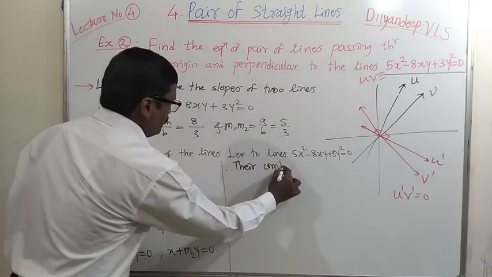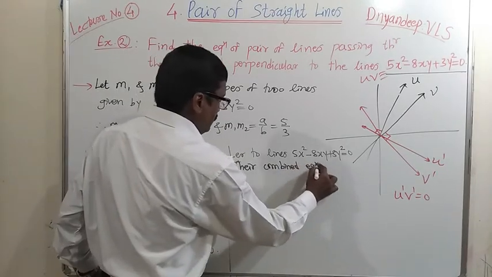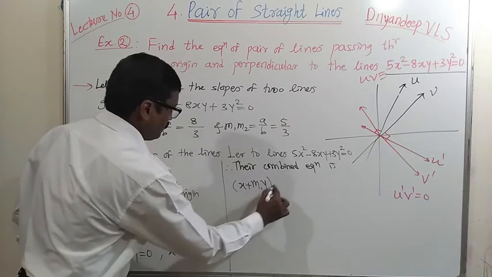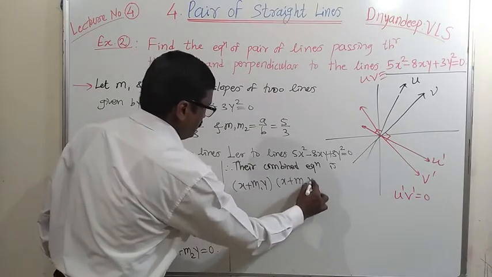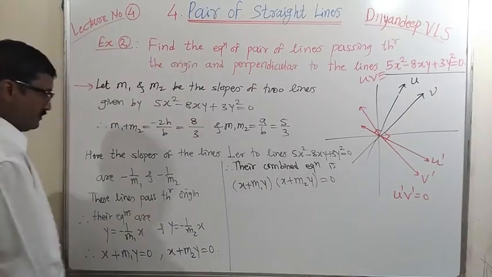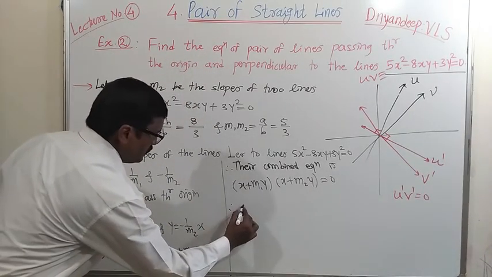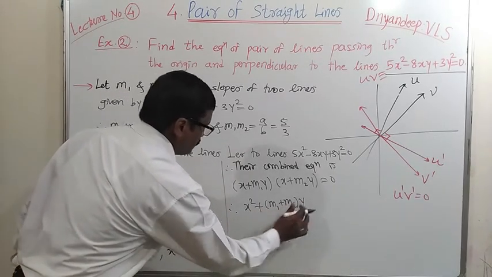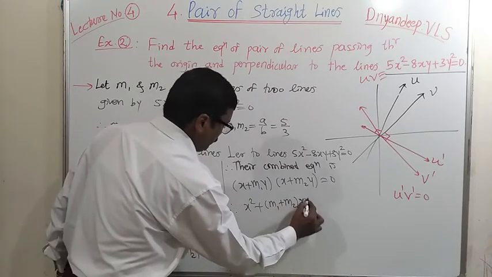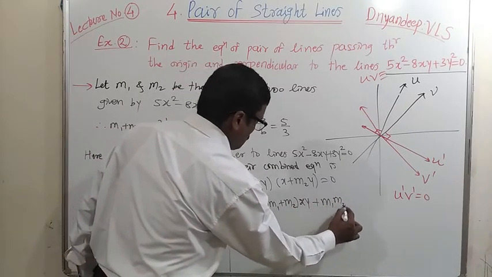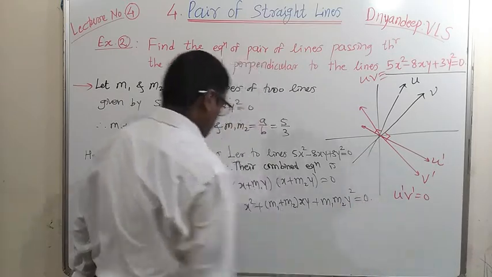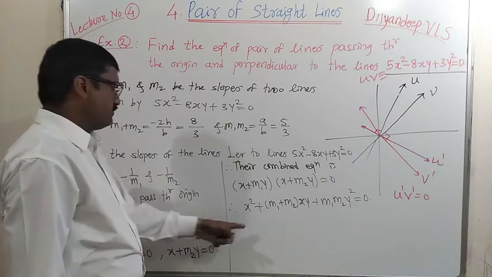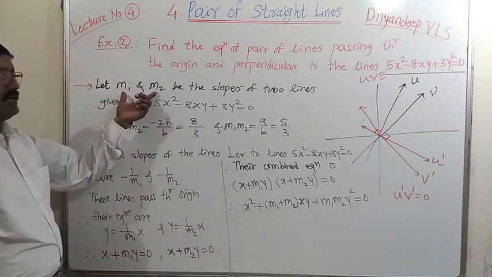their combined equation is x plus M1 y into x plus M2 y equal to 0. Therefore, x square plus (M1 plus M2) xy plus M1 M2 y square equal to 0. This is the combined equation of two lines which are perpendicular to the lines having slopes M1 and M2.